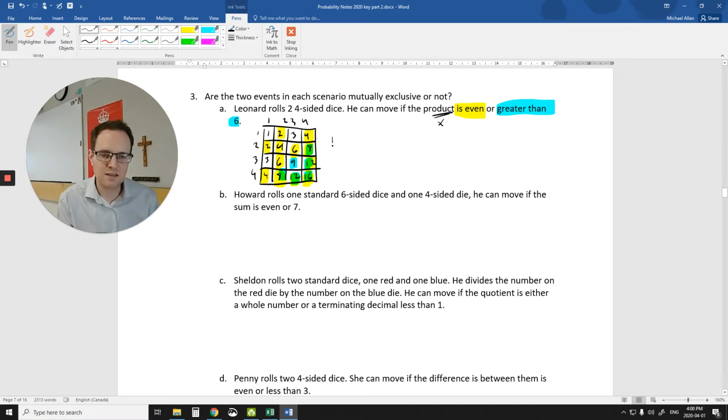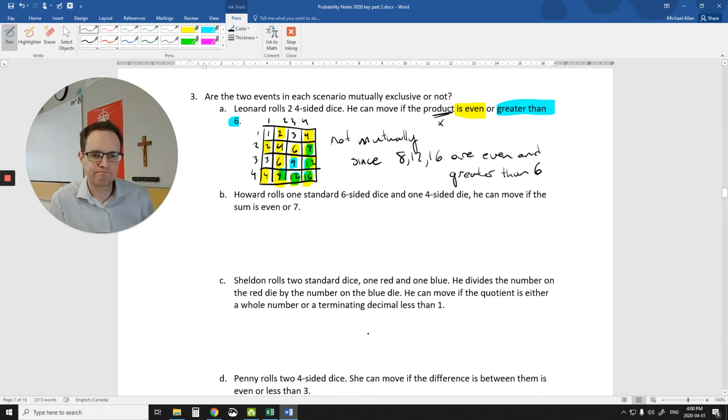So these are not mutually exclusive, since 8, 12, and 16 are even and greater than 6. Okay, so just give you a little reasoning why.